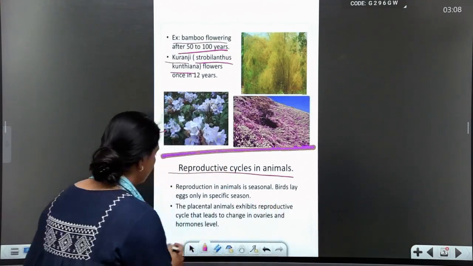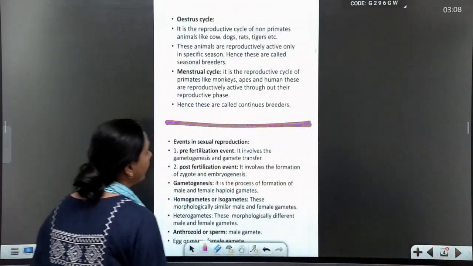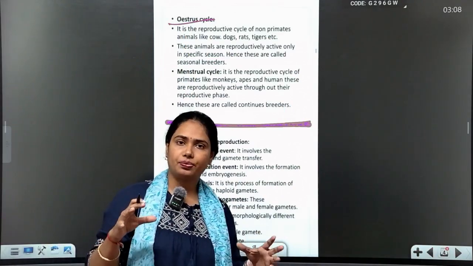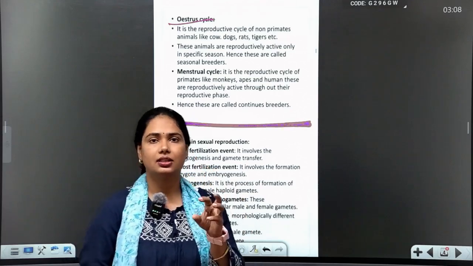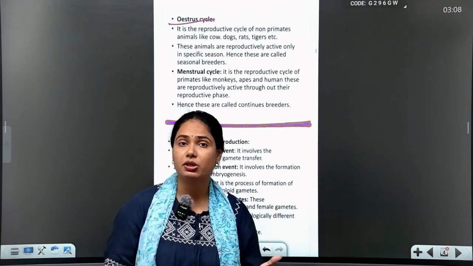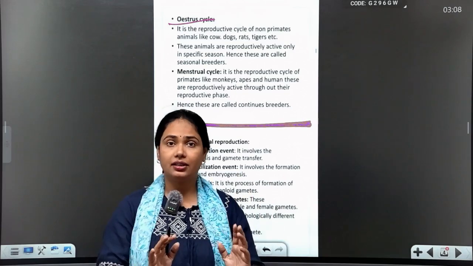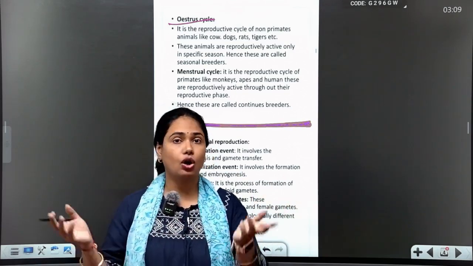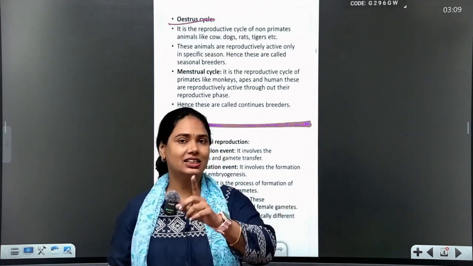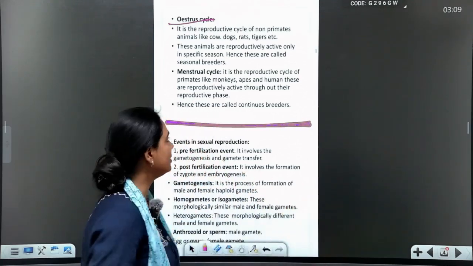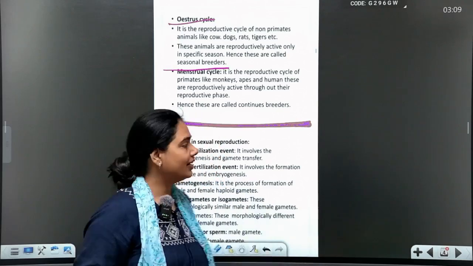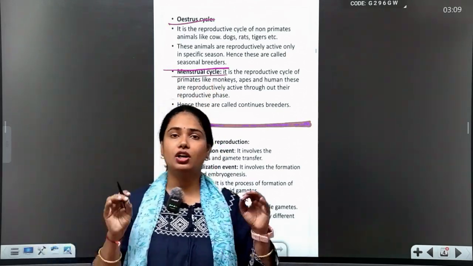Now, the estrous cycle is a seasonal cycle, students. Like in a cow, there is a particular season in which there are changes in their body, like hormonal changes, ova or egg cell formation, and the male also has sudden changes in that particular season. They mate in that season and form their offspring. These are the seasonal breeders which mate in their specific seasons. Clear? Now, the menstrual cycle. What do you mean by the menstrual cycle?